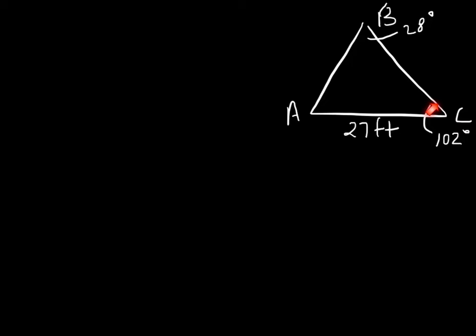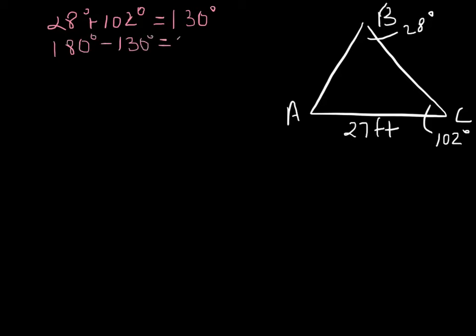We've got 28 degrees plus 102 degrees is 130 degrees. And if we subtract that from 180, we get 50 degrees. So angle A is 50 degrees.